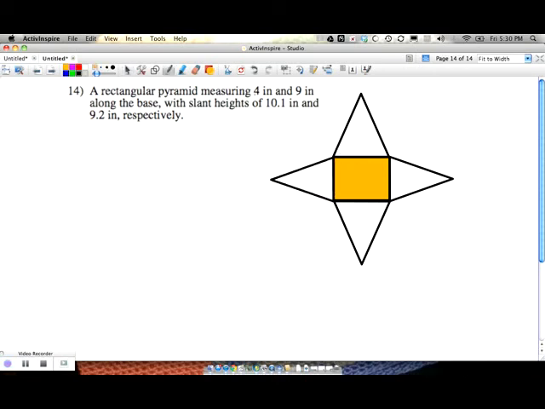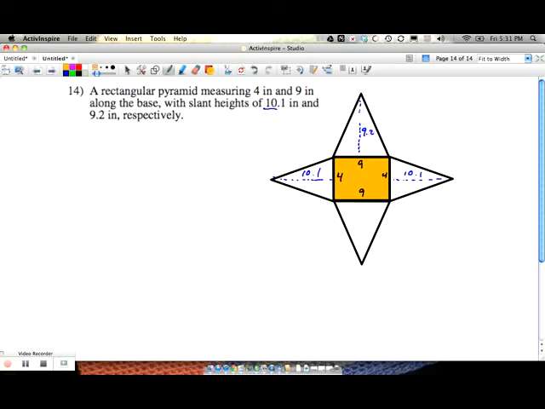So we got a rectangular base measuring 4 and 9 inches along the base. So this is 4, this is 9, this is 4, and this is 9. With slant heights 10.1 and 9.2. So the longer ones are going to be 10.1. So that's going to be these ones here. Those are going to be the first ones. So this is 10.1 for this triangle. And this is 10.1 for this triangle. And then 9.2 for the others.